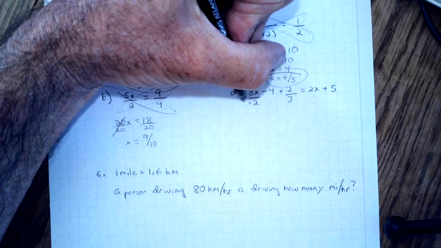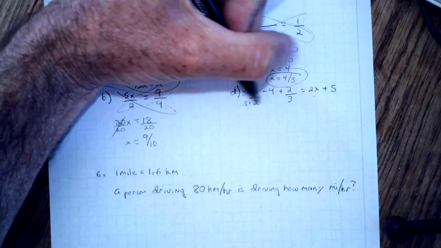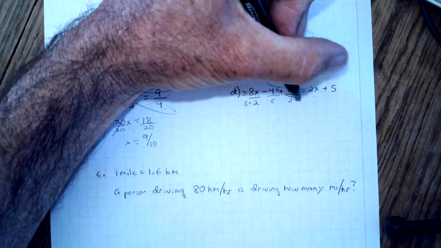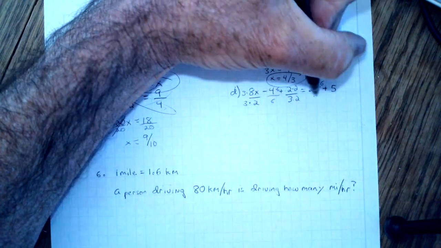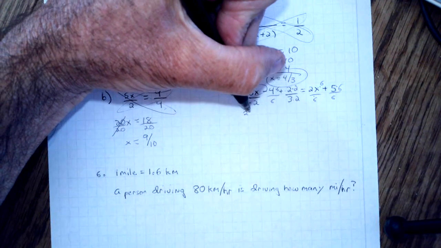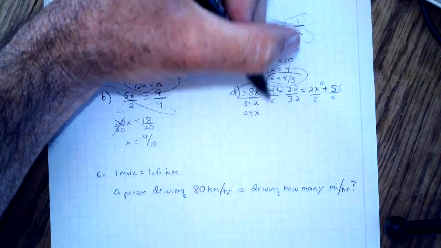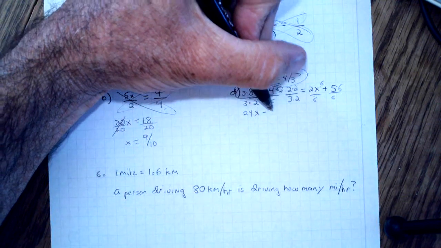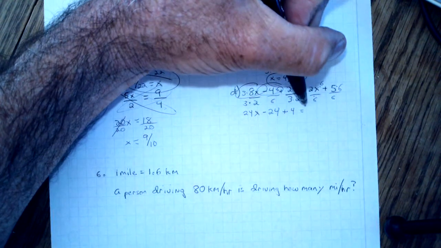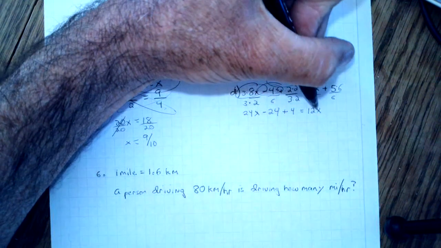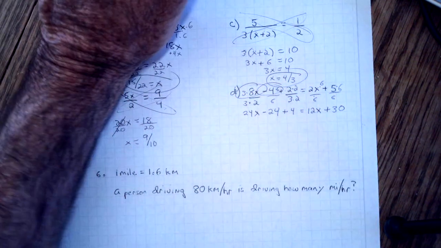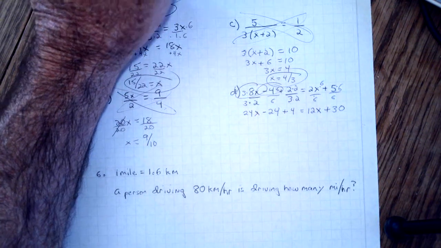So I'm going to multiply this one, top and bottom times 3. So now it's 6 on the bottom. This one, top and bottom times 2, so now it's a 6 on the bottom. This one, top and bottom times 6. And the last one, top and bottom times 6. So 3 times 8x is 24x, minus 4 times 6, which is minus 24, plus 2 times 2 is plus 4, equals 2x times 6 is 12x, 5 times 6 is 30. So that problem becomes no denominators, and 24x minus 24 plus 4 equals 12x plus 30.